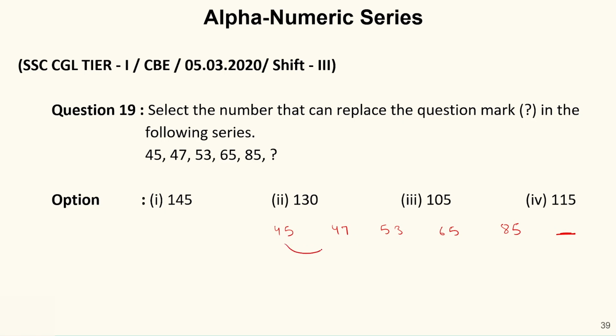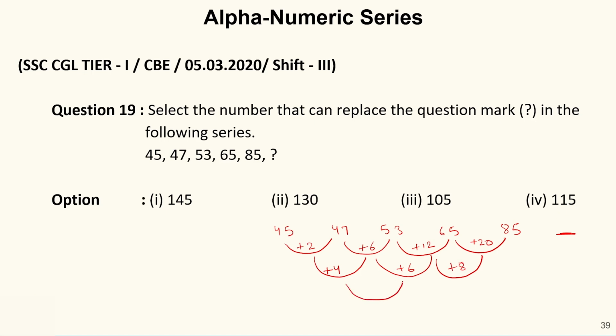Fine. Here I can see there's an increment of 2, here an increment of 6, here an increment of 12, and here we get an increment of 20. If I look at these numbers, from 2 to 6 if we are going, that means we are increasing it by 4. From 6 to 12, we are increasing it by 6. And from 12 to 20, we are increasing it by 8. From 4 to 6, we are increasing it by 2. And from 6 to 8, we are increasing it by 2 again.